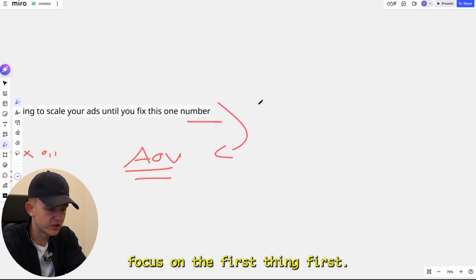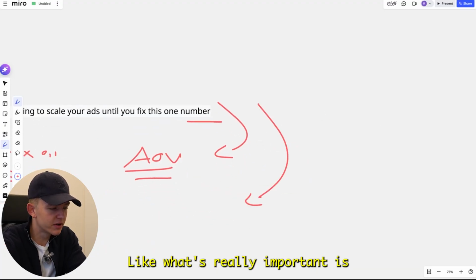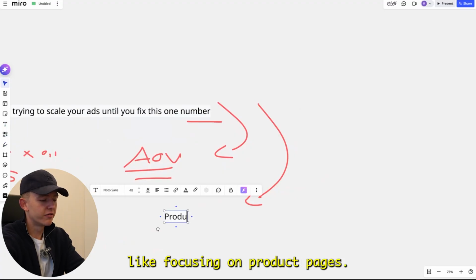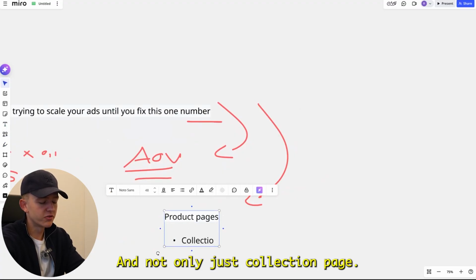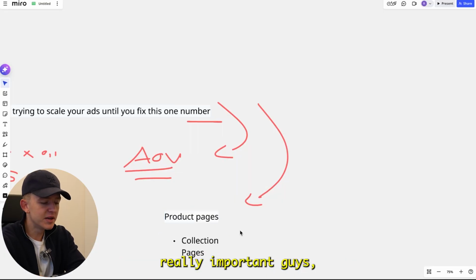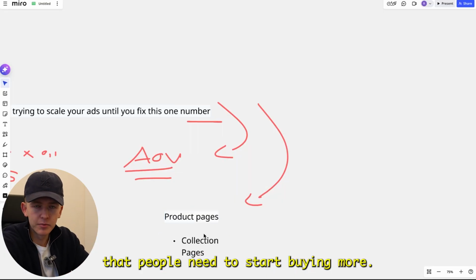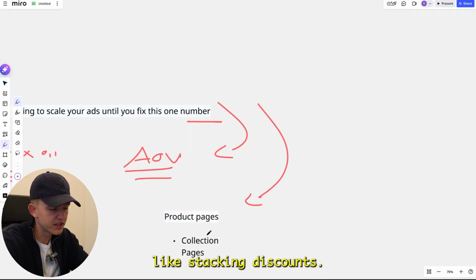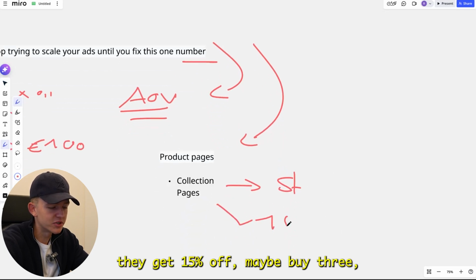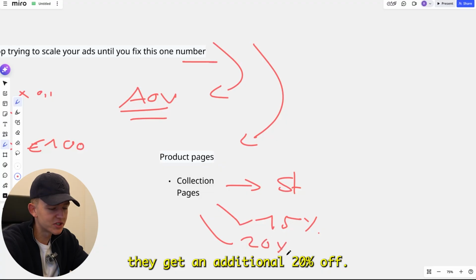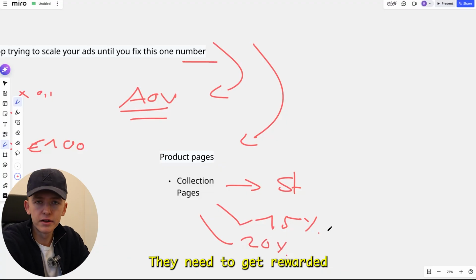So let's focus on the first thing. What's really important is that a lot of you are still focusing on product pages. You really should move this to collection pages, and not only collection pages. It's really important, guys, that people start buying more. They also need to get stacking discounts. So maybe they buy 2, they get 15% off. Maybe they buy 3, they get an additional 20% off. They need to get rewarded for buying more.